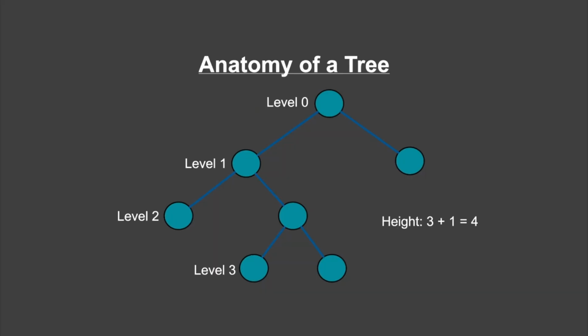We can also measure trees. The level of a node is how many steps it is from the root. So the root itself is at level 0, then its children are at level 1, and their children are at level 2, and so on. The total height of the tree is just the largest level number plus 1, so in this case the height would be 3 plus 1, which is 4.